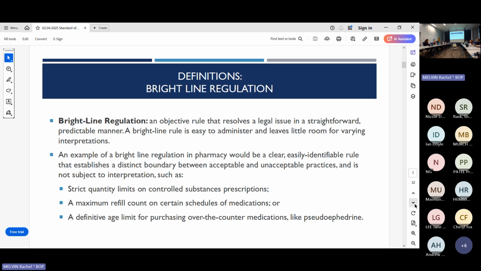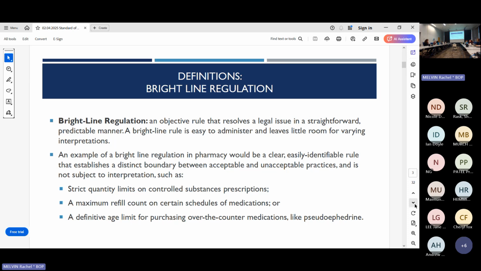So you hear the term bright line regulation mentioned a lot. And an easy way to remember this is just imagine there was a bright line around this box, maybe like a neon green or blue, if you prefer. That would create a boundary between everything that's in the box and outside of the box. And so here, a bright line regulation is an objective rule that resolves a legal issue in a straightforward, predictable manner. It's easy to administer and leaves little room for varying interpretation.